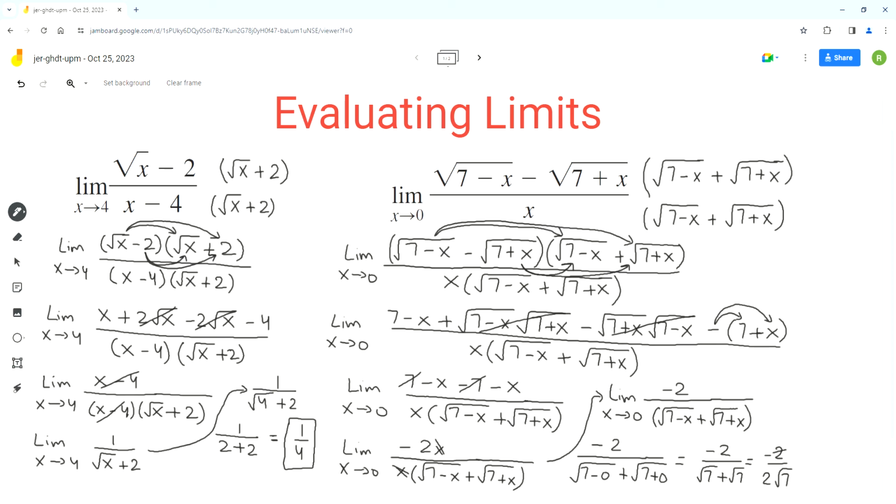Now we can cancel out the 2's, so we get negative 1 over square root 7. Now we do not want to keep the radical in the denominator, so we want to multiply the numerator by square root of 7 and the denominator by square root of 7. So we get negative square root of 7 over 7, because square root of 7 times square root of 7 is equal to 7. So this should be the final answer for this limit.